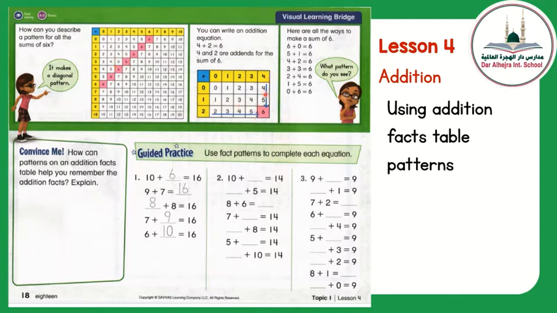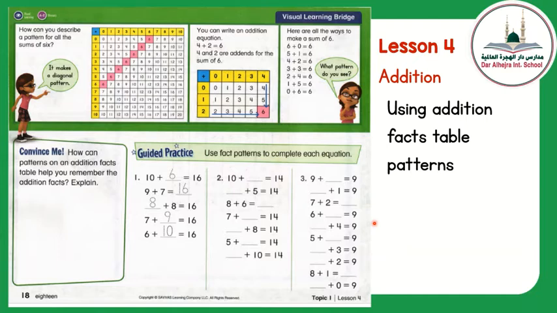Here I can see, for example, the sum of 4 plus 2 is 6. And we also learned there is an interesting fact in this addition facts table: whenever I get the same sum, like 6 plus 0 is 6, or 5 plus 1 is 6, it makes a specific pattern, and this is a diagonal pattern on the addition facts table. This helps us to solve our addition equations very easily.